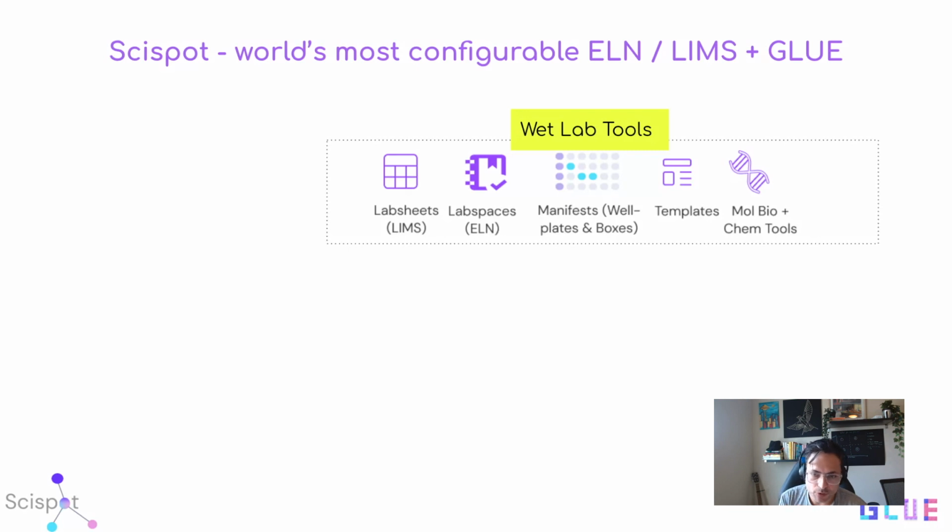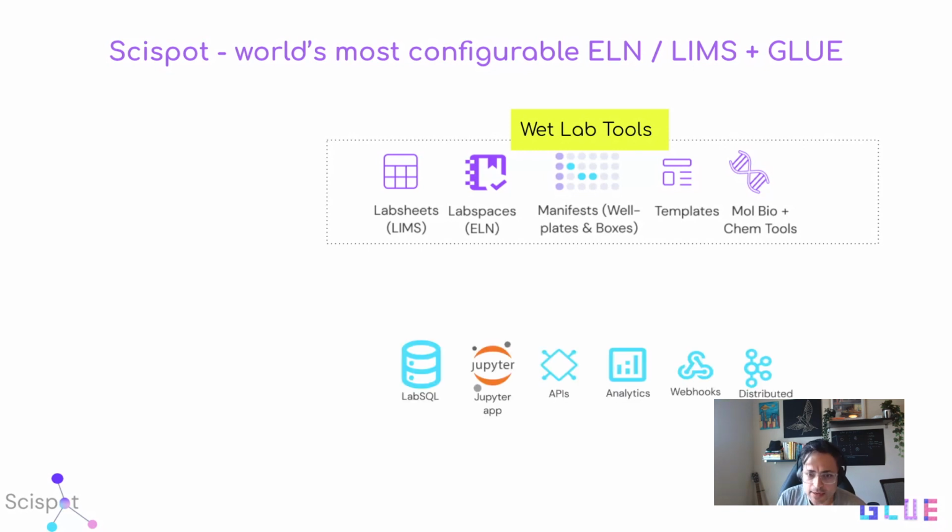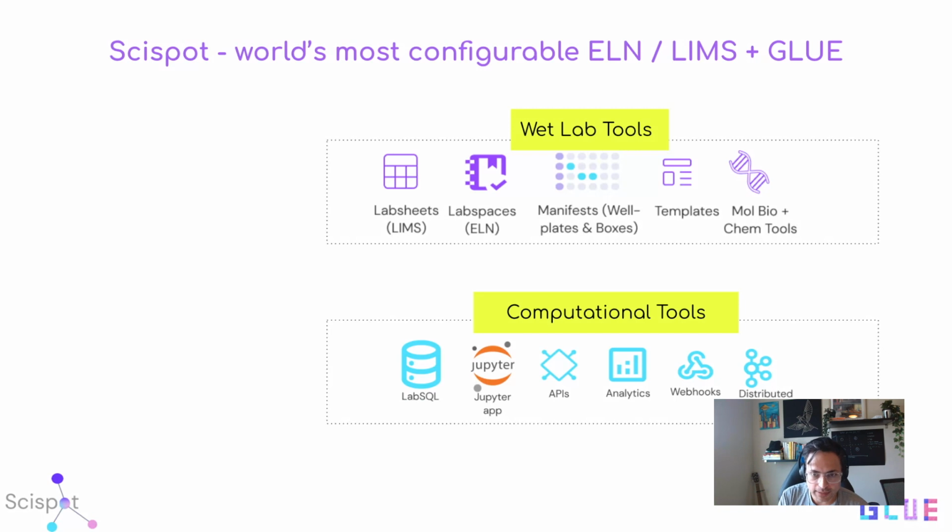Then there's the electronic lab notebook, which we call lab spaces. And then there are various other tools within the Scispot toolkit for mol bio and chemistry. We also work with the computational folks, where you can analyze this data. You can also programmatically update some of this data and run analytics on top of it. We have provided our customers a lot of webhooks.